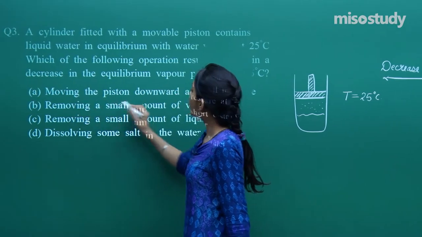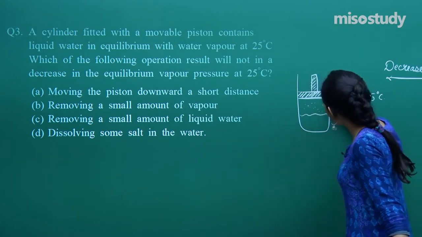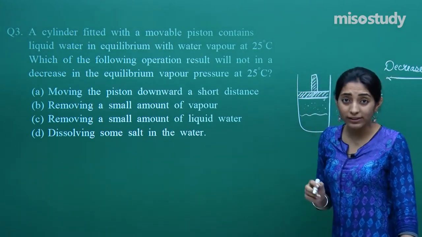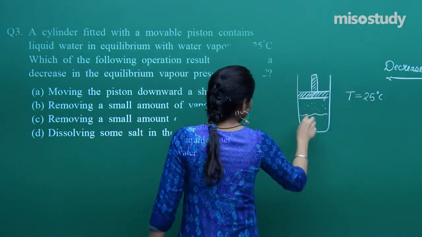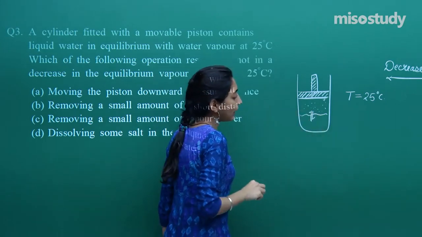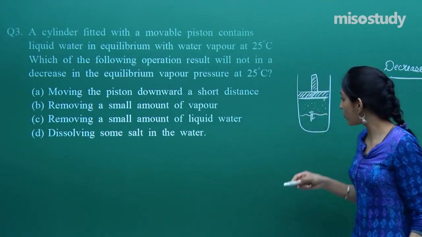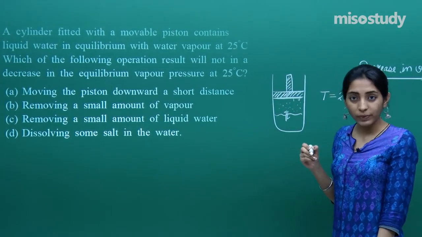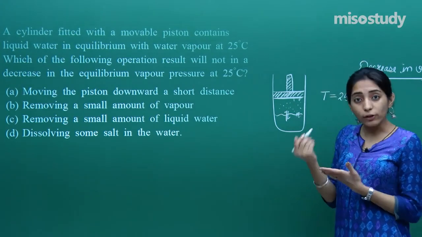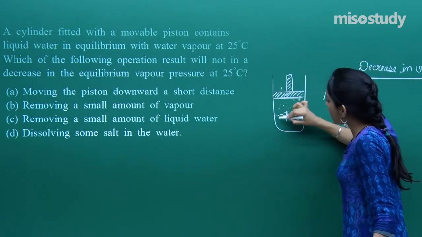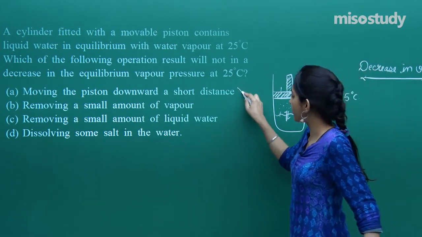So first he is saying moving the piston downward a short distance. When you press the piston in the downward direction by a very small distance, don't you think we will apply Le Chatelier's principle here? The liquid and vapor are already in equilibrium with each other. So when you push the piston downward, what will happen? You are increasing the pressure on the vapors, right? You are asking them to undergo condensation. But according to Le Chatelier's principle, the piston would like to come up and thus evaporation will occur. So there won't be a decrease in vapor pressure.